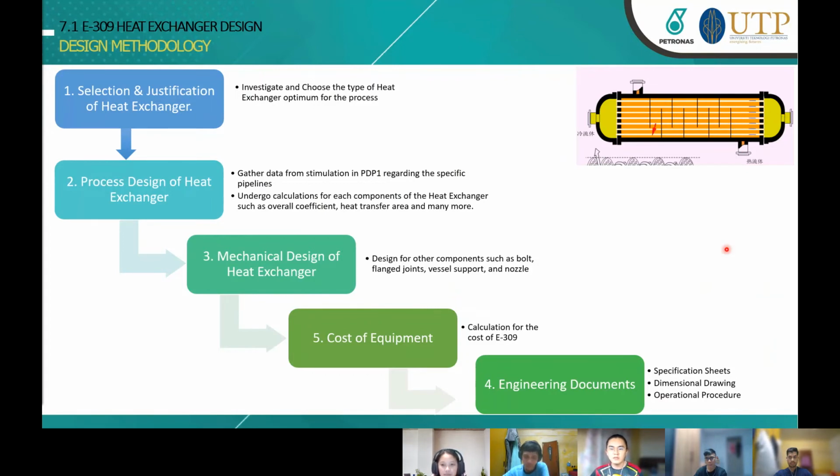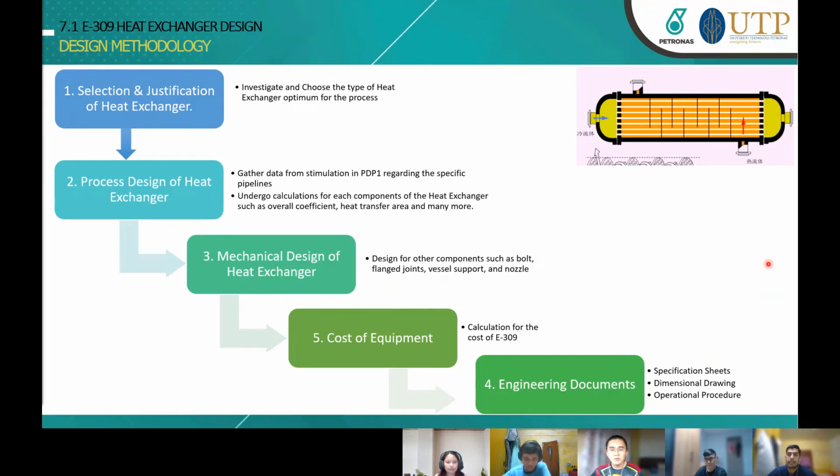The first step to start off the design is to determine the type of heat exchanger which is compatible for the process. Next, we will start with the process design of the equipment, where we will gather the data from the simulation for PDP1 and undergo calculations for the components of the equipment, where I will show you a few examples later on. After process design is done, the mechanical design of the equipment such as the bolt, nozzle, joints, and vessel support for the equipment are calculated and designed as well.